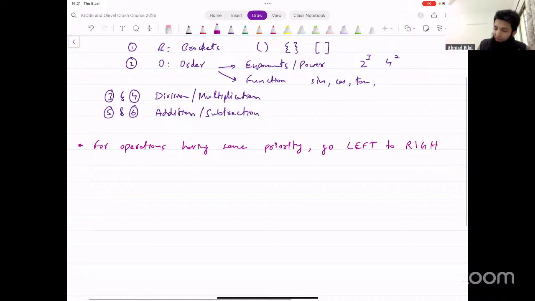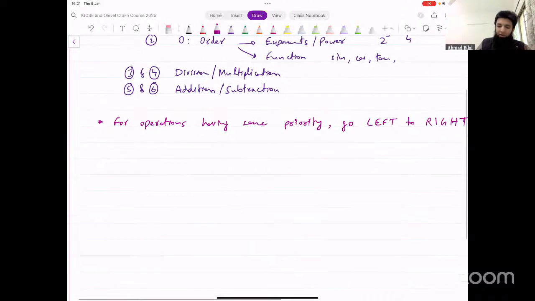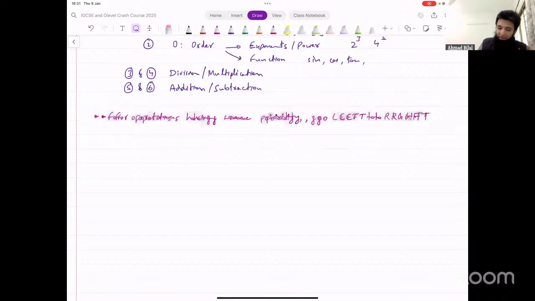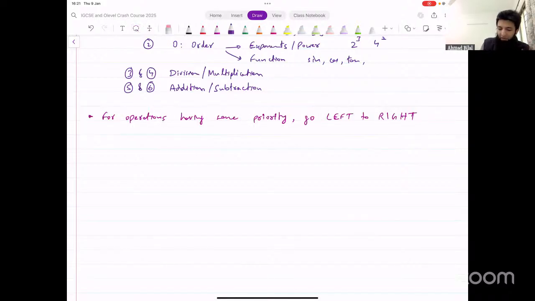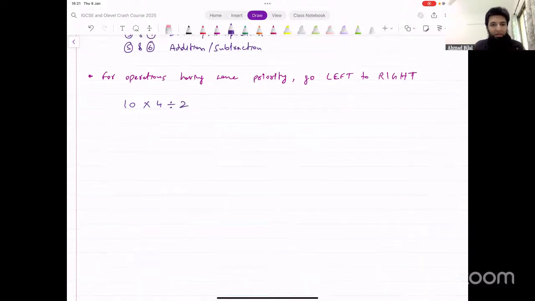You go left to right. Now, what do I mean by that? For instance, if you've got something like this, let's take a bigger number. Let's say you've got 10 divided by 4, or let's say 10 multiplied by 4, and then divided by 2. If you've got something like this, you have to go left to right. Okay, you've got to go left to right.